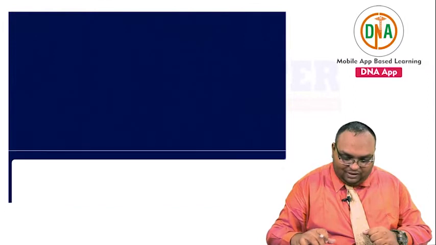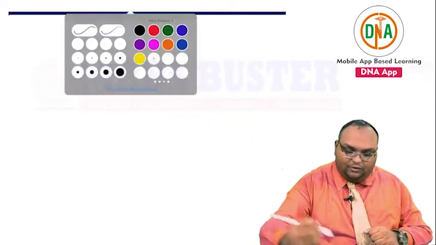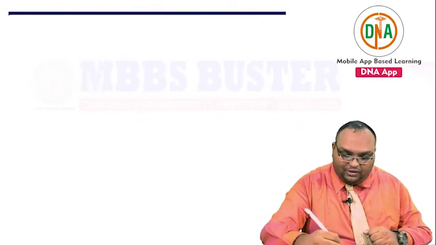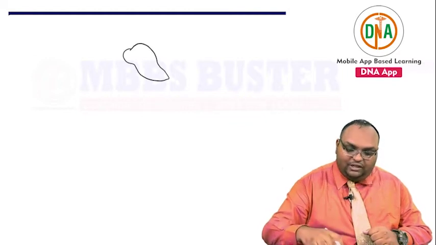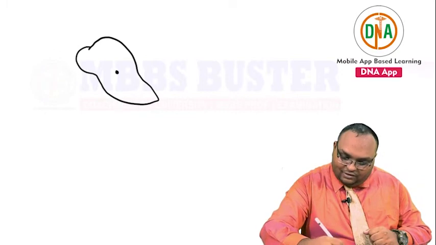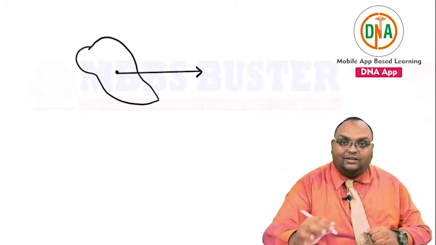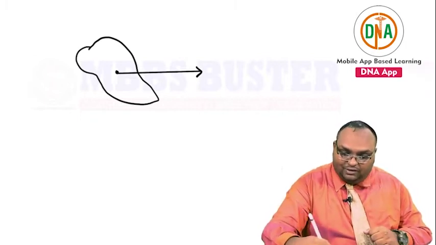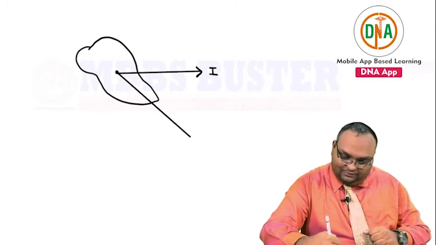So if we are talking about axis, I hope most of you are familiar with this diagram which I am going to draw over here. If this is the heart, most of you would be familiar with this sort of diagram, that the direction of lead 1 is something like this. Always remember it's negative to positive. I'm not drawing it for every one of them. The direction of lead 2 is downwards and to the left, something like this.